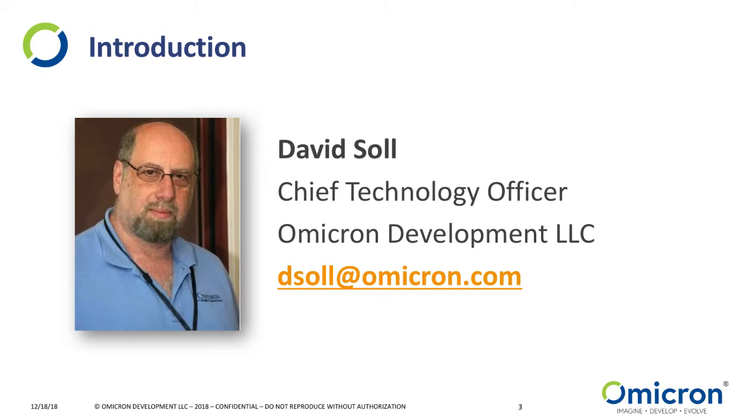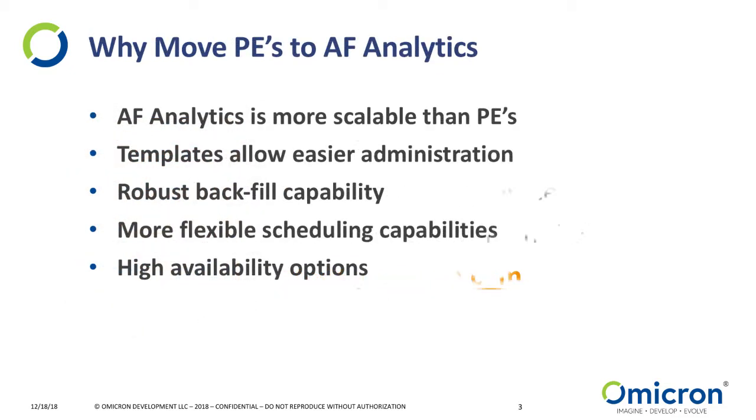Okay, so let's get started, and let's first discuss a little bit about why would you want to move from performance equations to AF analytics. And there are really 5 major reasons. One is the AF analytics is a lot more scalable than the performance equations. Once you get over 10,000 performance equations, that may start to slow your Pi system. Also, keep in mind that the performance equation engine always runs on the Pi server, whereas the AF analytics can run on an independent node, so it gives you much more scalability.